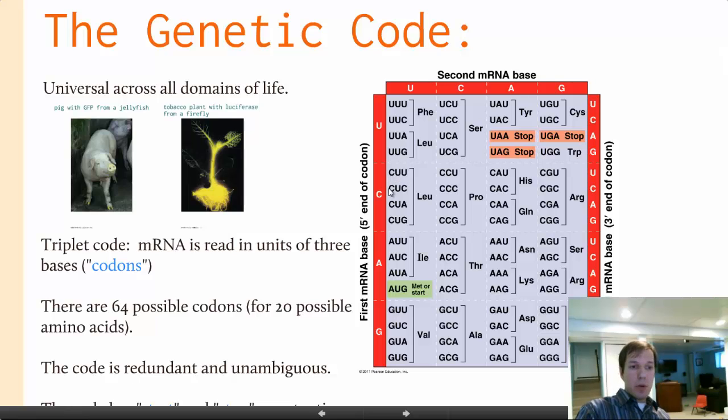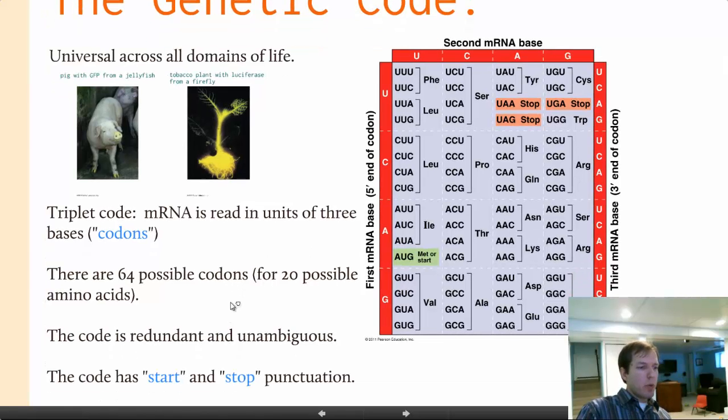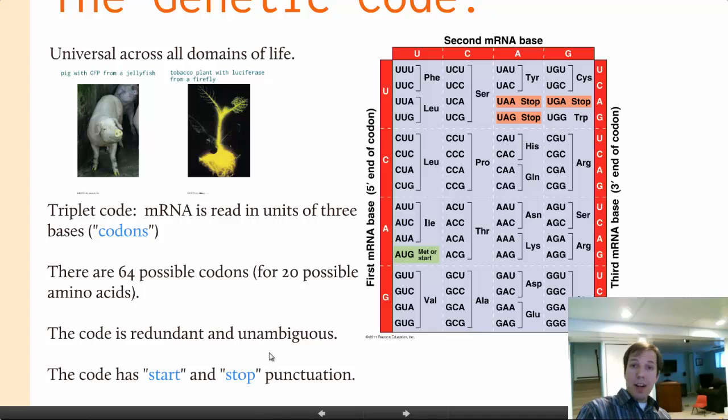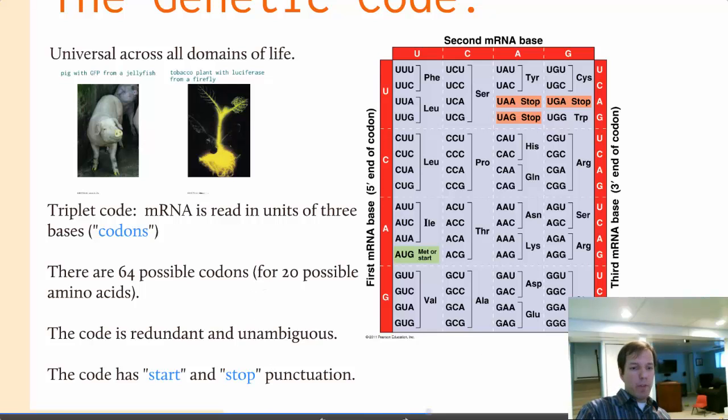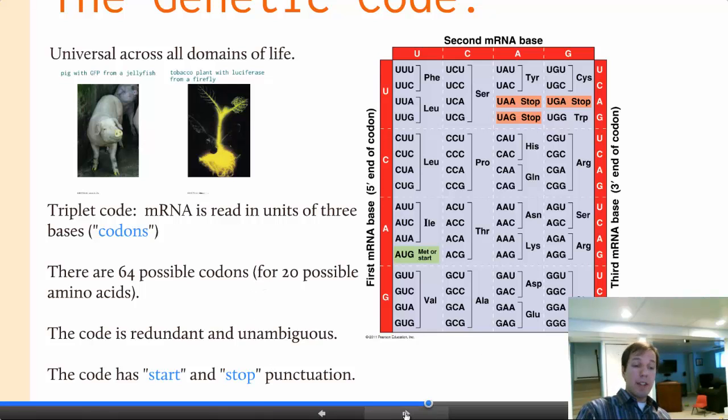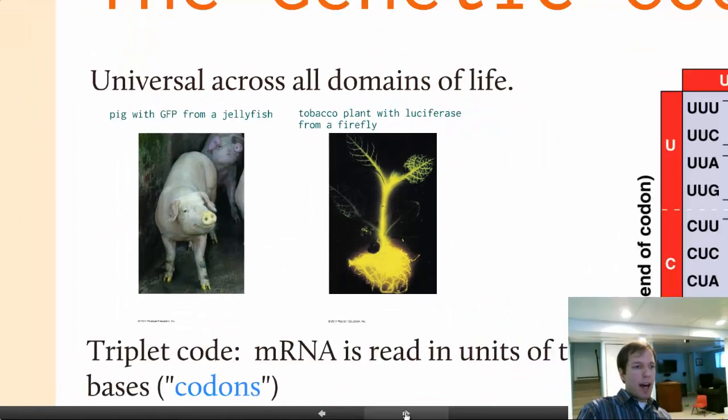So you can see that in many cases there are duplicates. You know, CUU, CUC, CUA, CUG. Those sets of 3 will all code for the same amino acid of leucine. Sometimes an amino acid might have only 1, like tryptophan, or it could have 4 or more possible codons. So the code is redundant. The code has a start and a stop to it. That will be important for translation, which we'll get to with those steps.